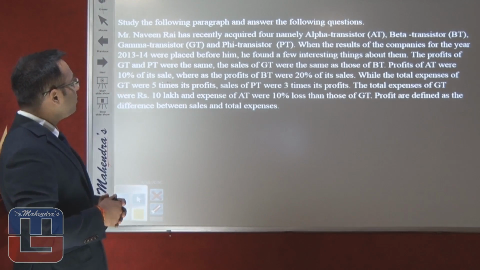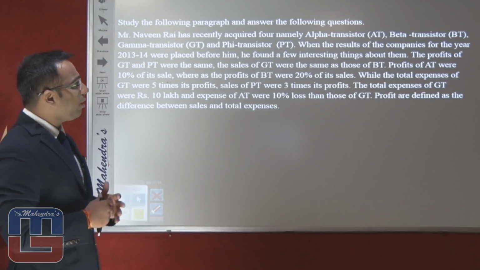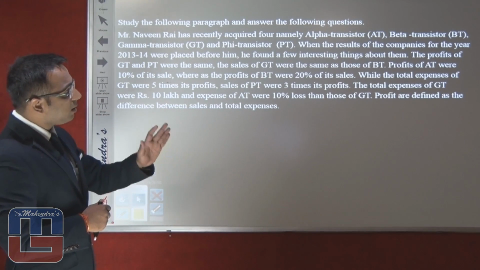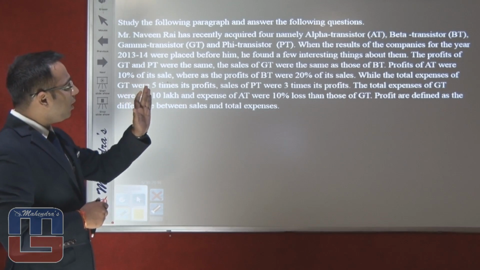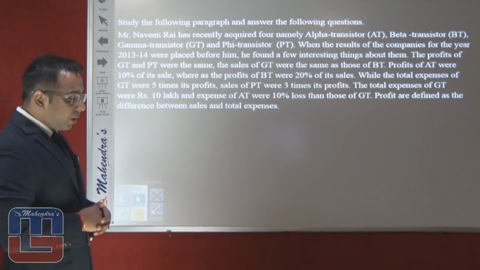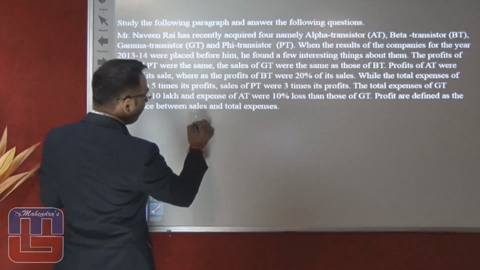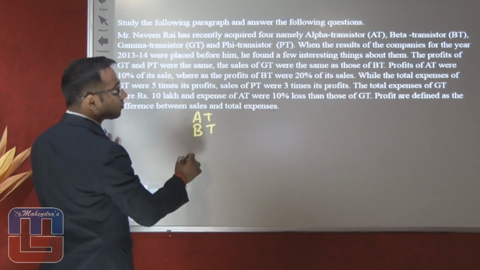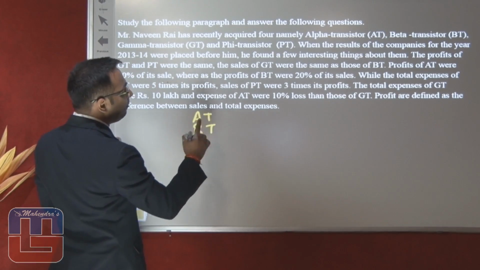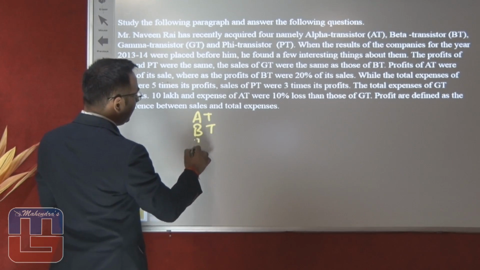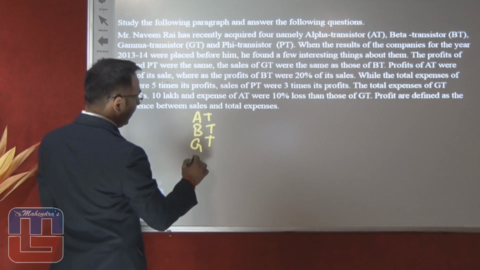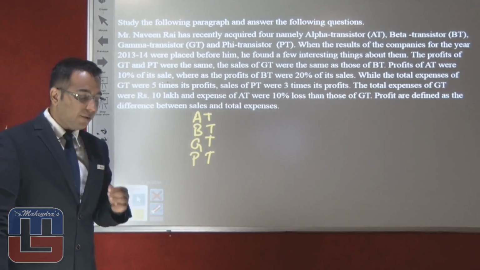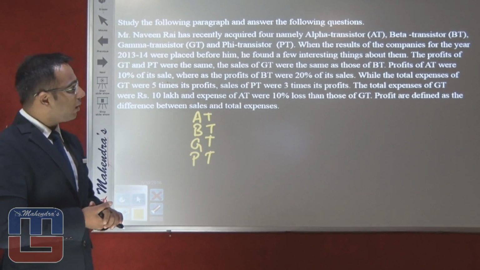See here what happens. Mr. Naveen Rai has recently acquired 4 transistors, namely alpha transistor, beta transistor, gamma transistor and phi transistor. So here we have 4 transistors: AT, BT, GT and PT. So what we have here, we have 4 transistors.